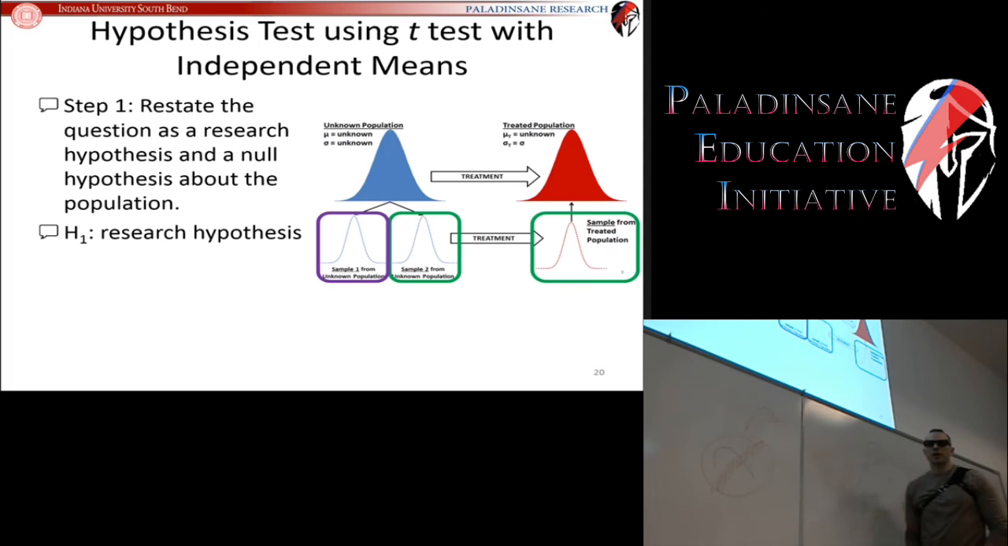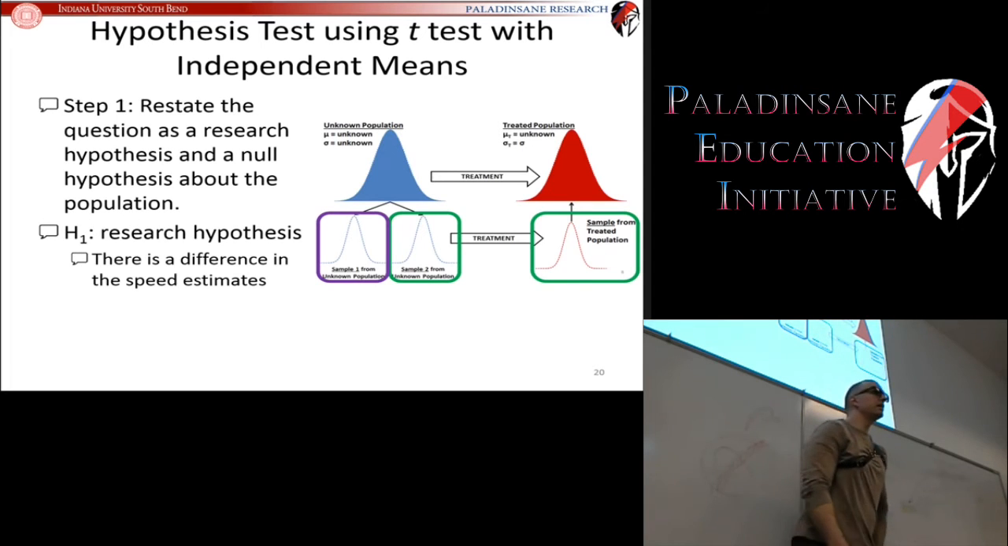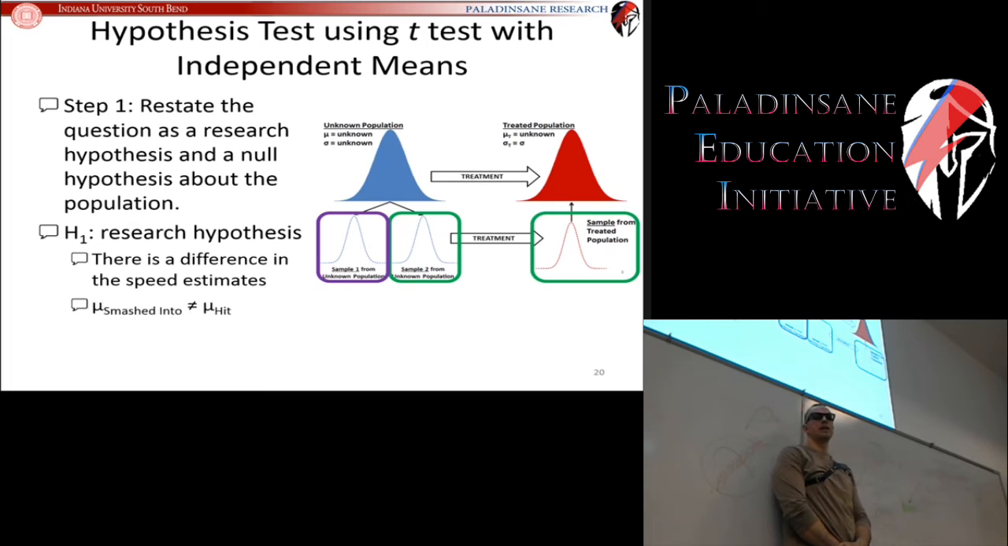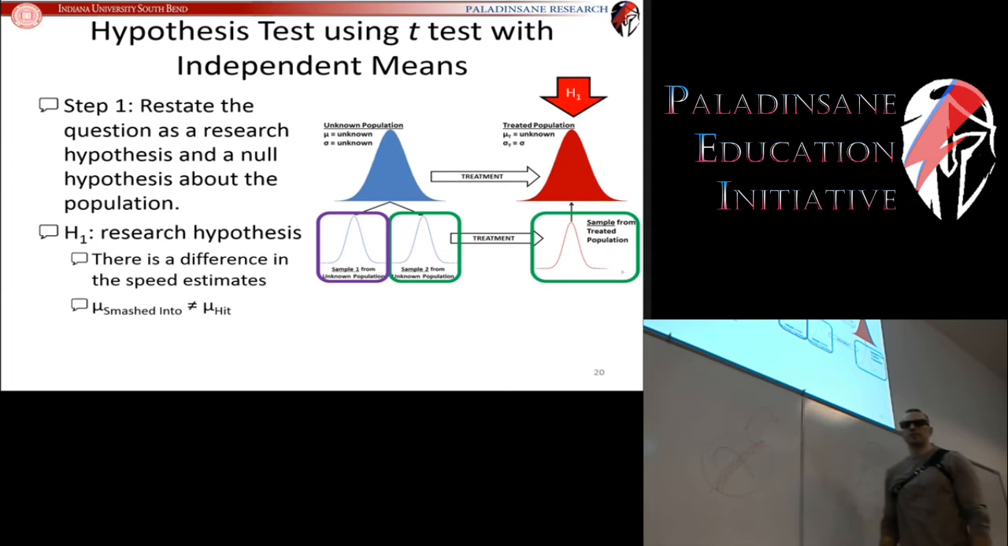So the research hypothesis in this case is that there is a difference in the speed estimates, and we write that as saying that the mean speed of the smashed into population does not equal the mean speed of the hit population. That means that the smashed into population has changed and now belongs to this treated population. The smashed into population no longer belongs to the hit population. It has now changed enough so that it belongs to its own smashed into population.